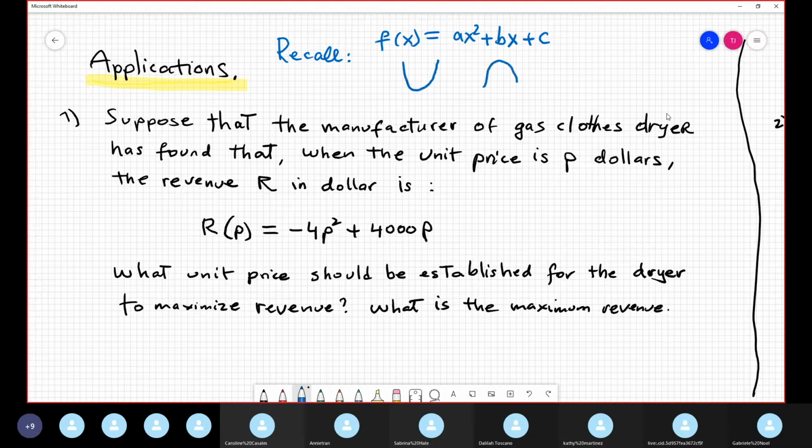It may open up or open down, depending on the sign of A. So A controls this. If A is positive, it opens up. If A is negative, it opens down.